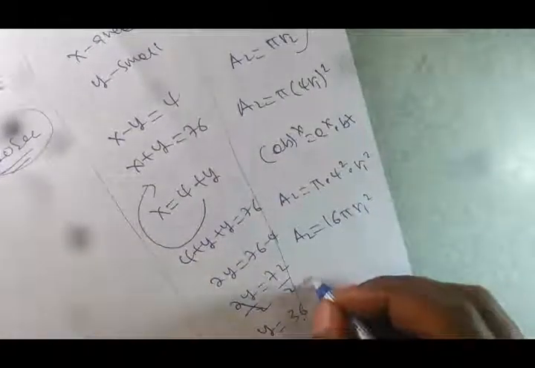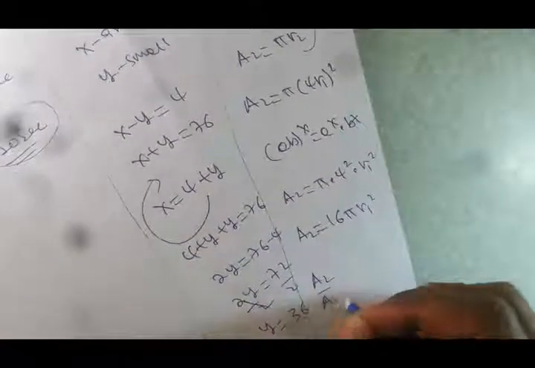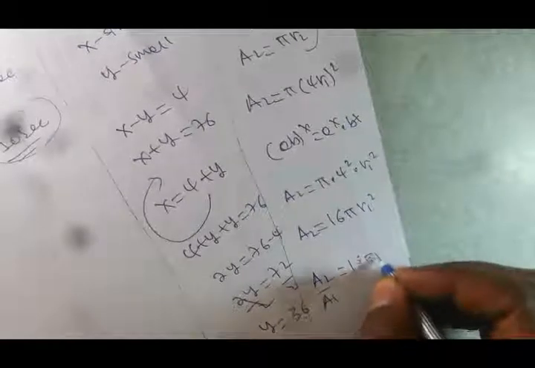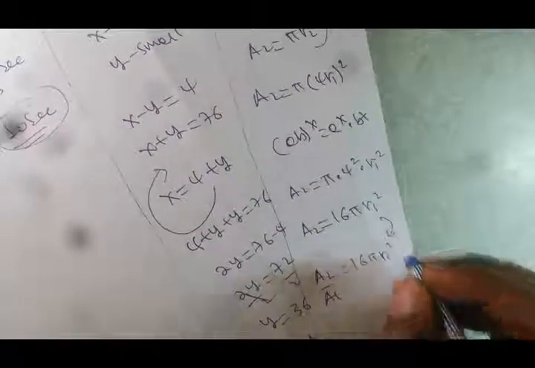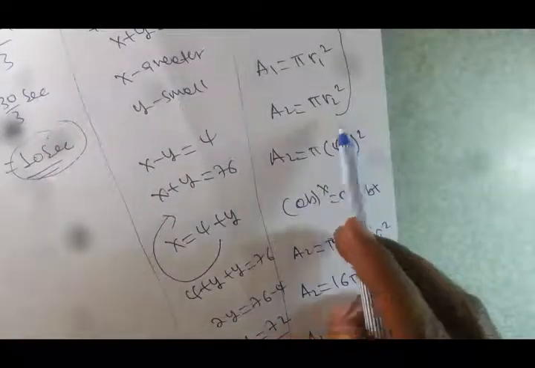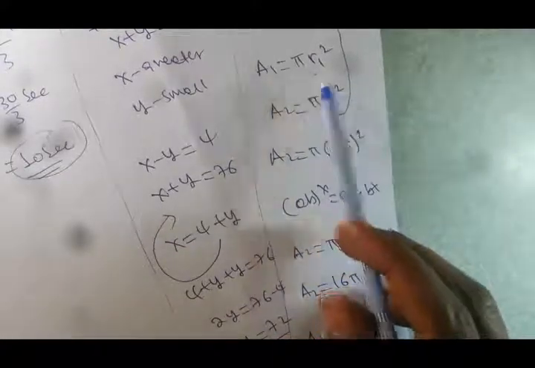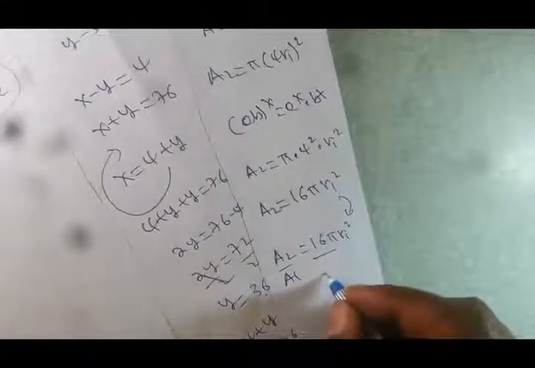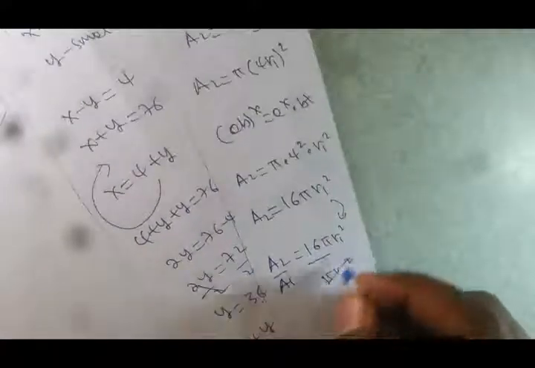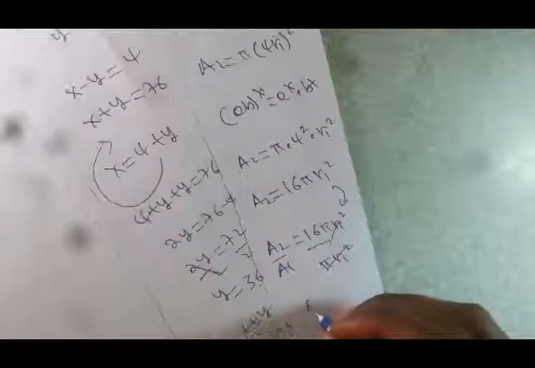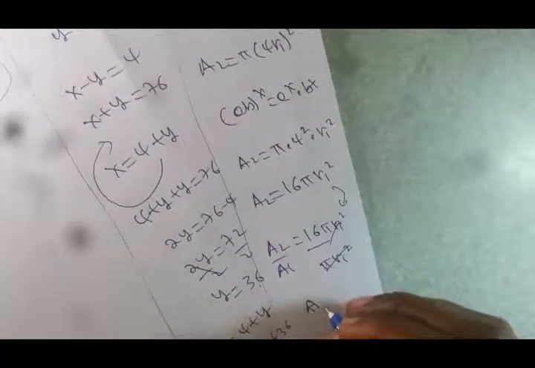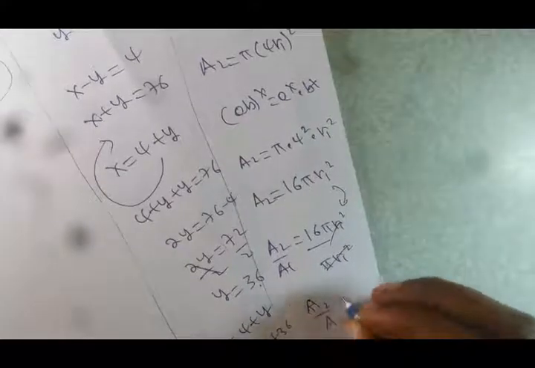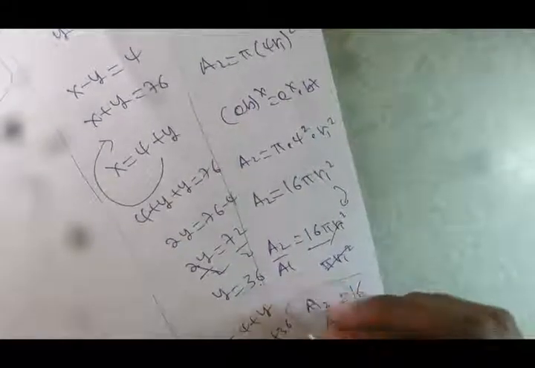And we are asked to find a2 over a1. a2 is given as 16 pi r1 square, over a1, already solved, a1 is pi r1 square. Therefore, pi r1 square will be cancelled and the ratio of a2 over a1 will be 16.